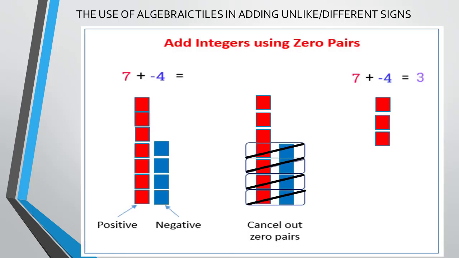In this example, red tiles represent the positive 7 and blue tiles represent negative 4. Upon pairing, there are only 3 red tiles left, which is equal to 3 or positive 3.